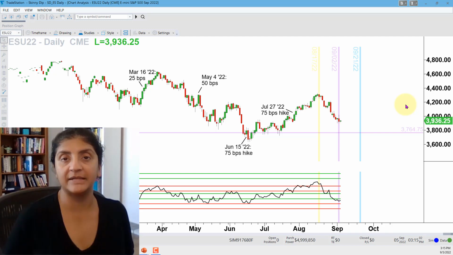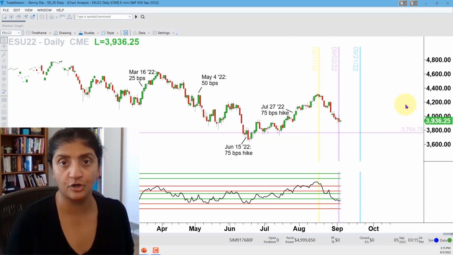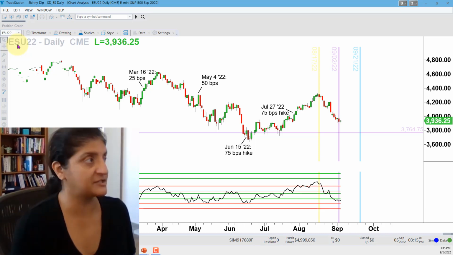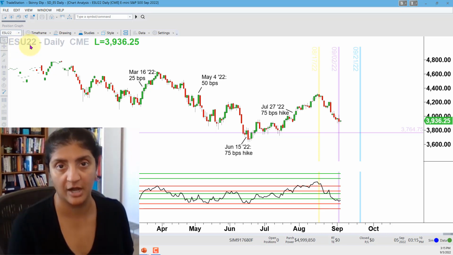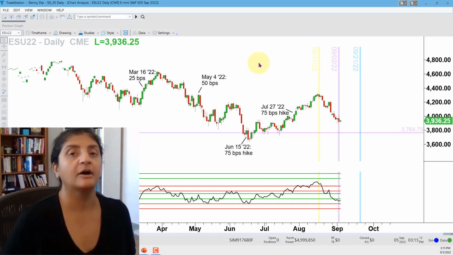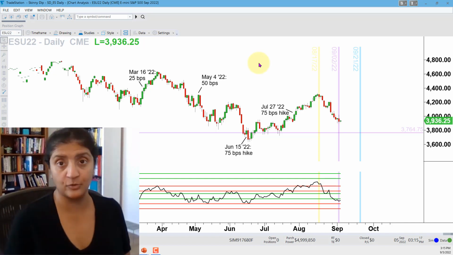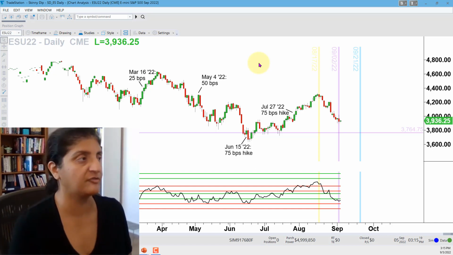Now, if you have an even smaller trading account to start, you can use the micro ES, so that would be symbol MES. And this is currently the September 2022 contract, so U22. All right. So there are some key markings on this chart here. And let me give you a quick overview before we focus in on the forecast.